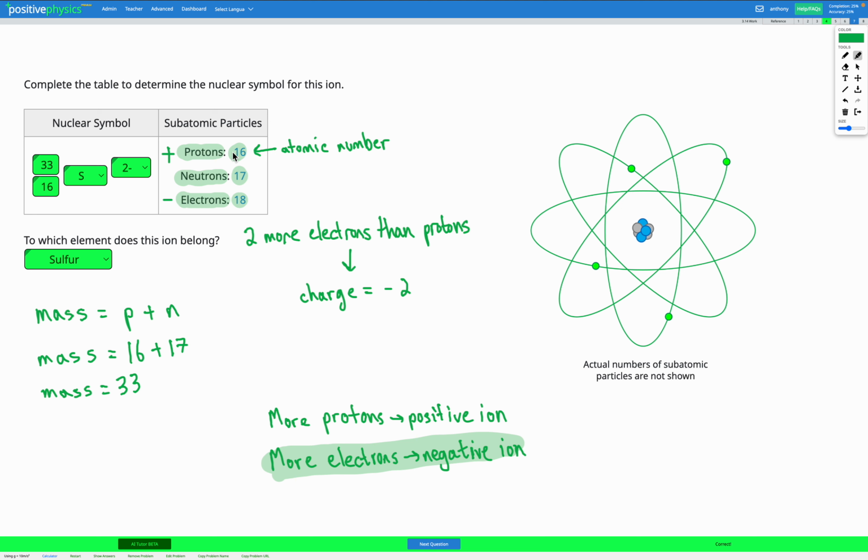So in these questions, first we're using the number of protons as the atomic number, which goes in the bottom left of our nuclear symbol. Then we're adding together the number of protons and neutrons to get our mass number, which goes in the top left of our nuclear symbol. Then I use my periodic table to look for the atomic number, which is the bottom left, and figure out which element that atomic number belongs to. Finally, I look at the number of protons and electrons to figure out my charge. More protons means a positive ion. More electrons means a negative ion. And the number of extra protons or electrons we have gets us the number of the charge.